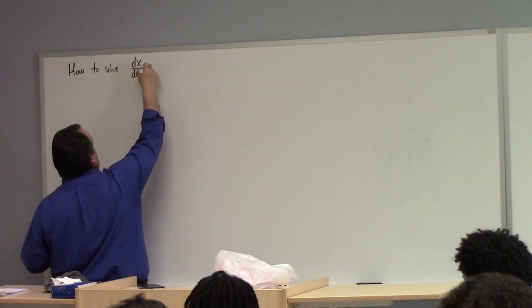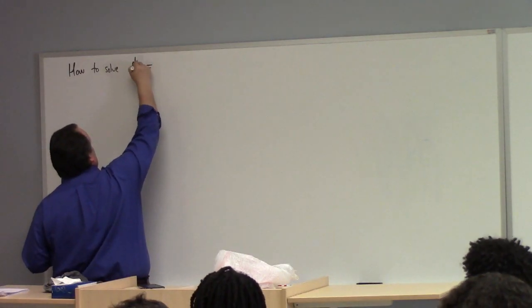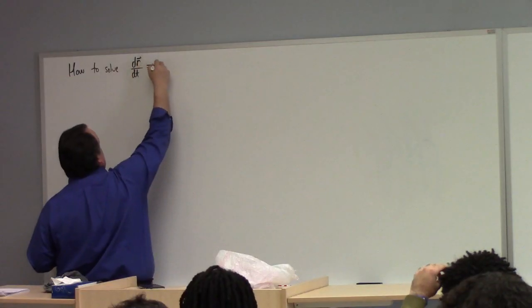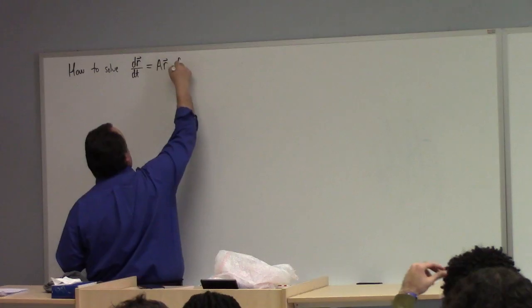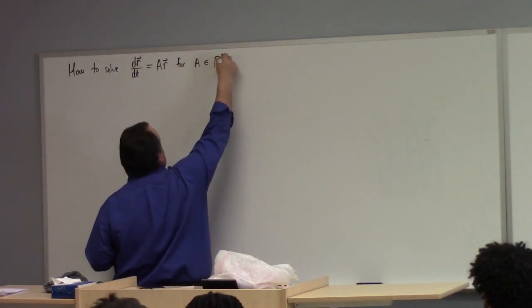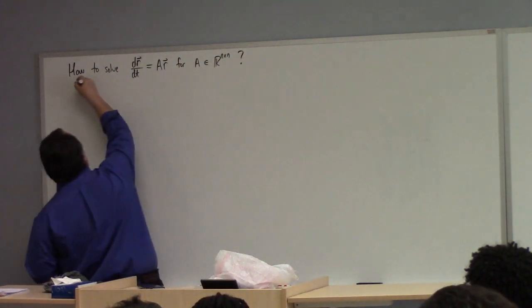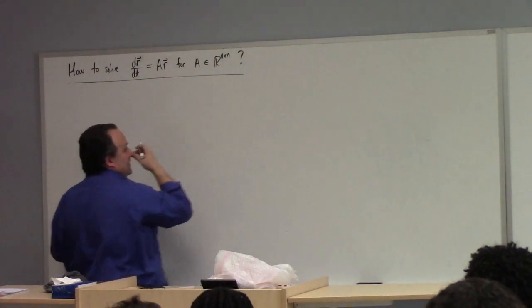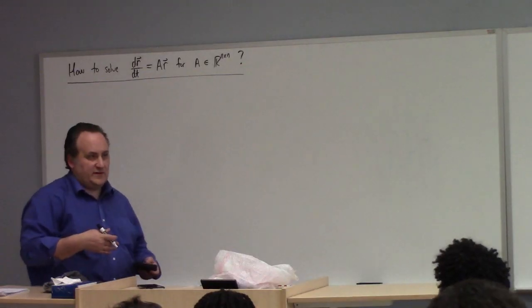dx/dt. Oh, I forget what letter I've been using in here, but whatever, dr/dt, let's say, equals A times r, right? For A an n by n matrix. How do we solve this problem? I think what I want to do today to start with is show you an example which we can solve by direct methods, and yet it doesn't fit anything we've done so far.